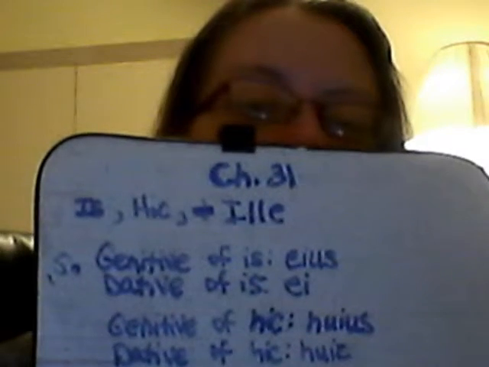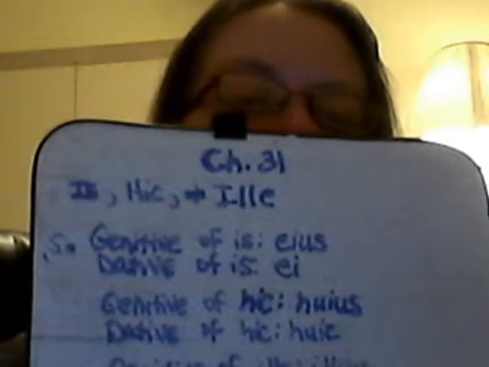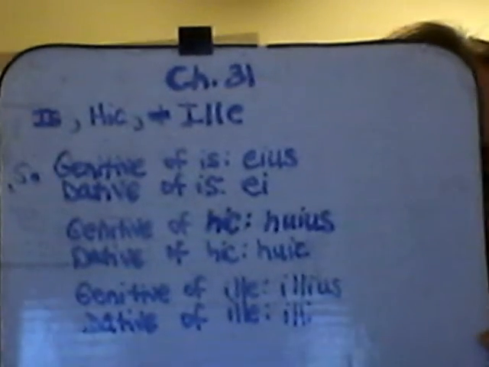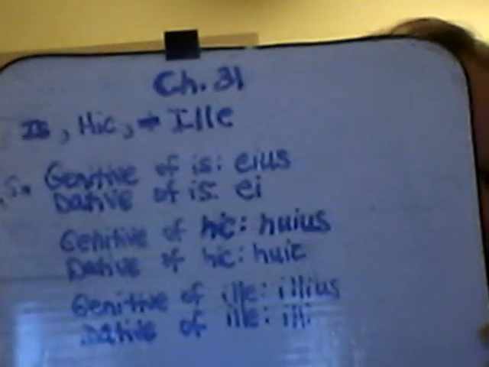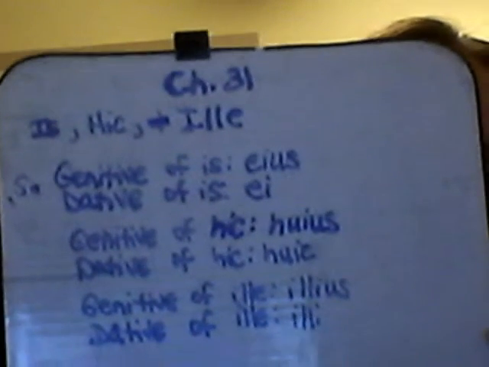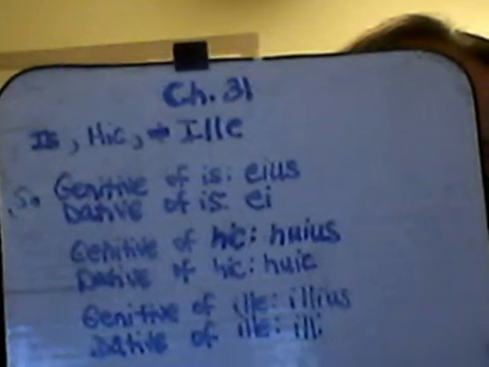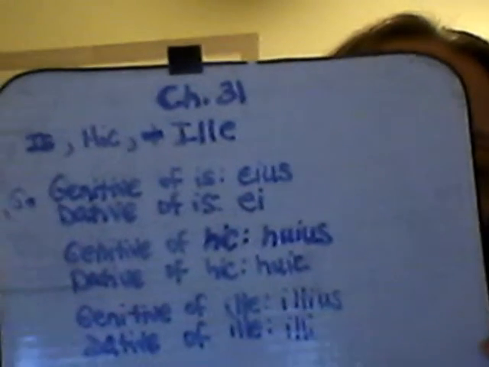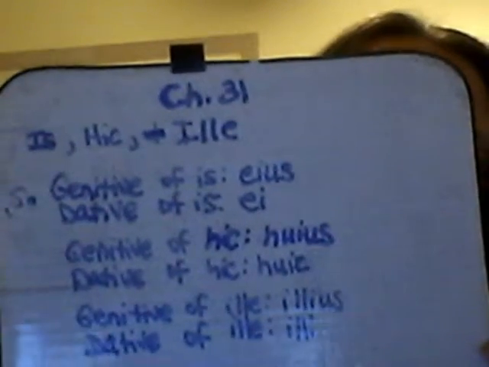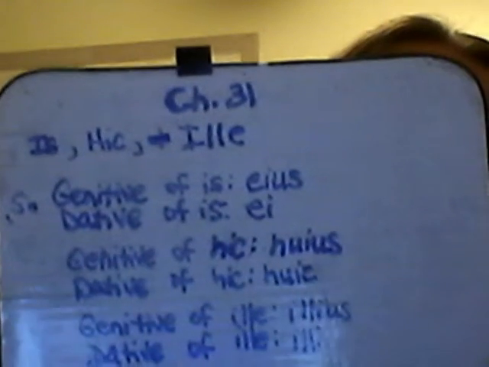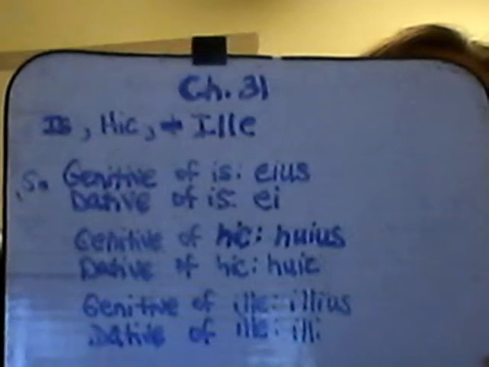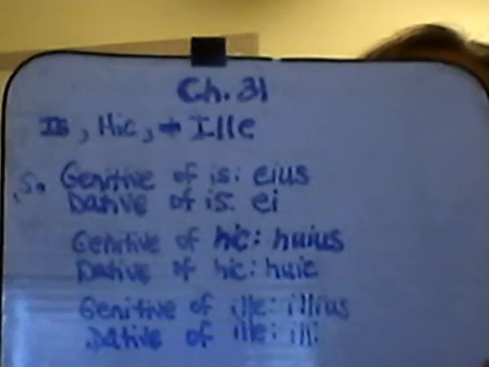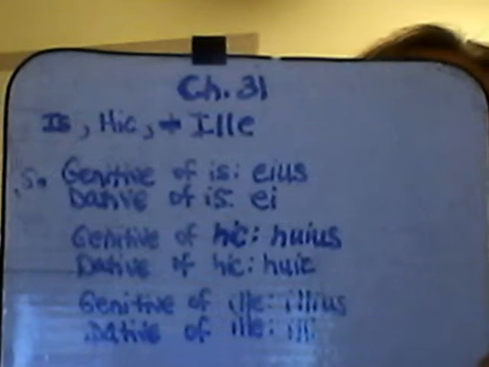The genitive of hic is huius, and the dative of hic is huic, and the genitive of ille is illius, and the dative is illi. That's one thing you have to learn. For the most part, they're regular. Hic is more irregular than the rest, so I'm going to erase the board, and we will go over the declension of hic. But I need you to learn the irregulars, and it's the genitive and dative singulars of all of them that are irregular.